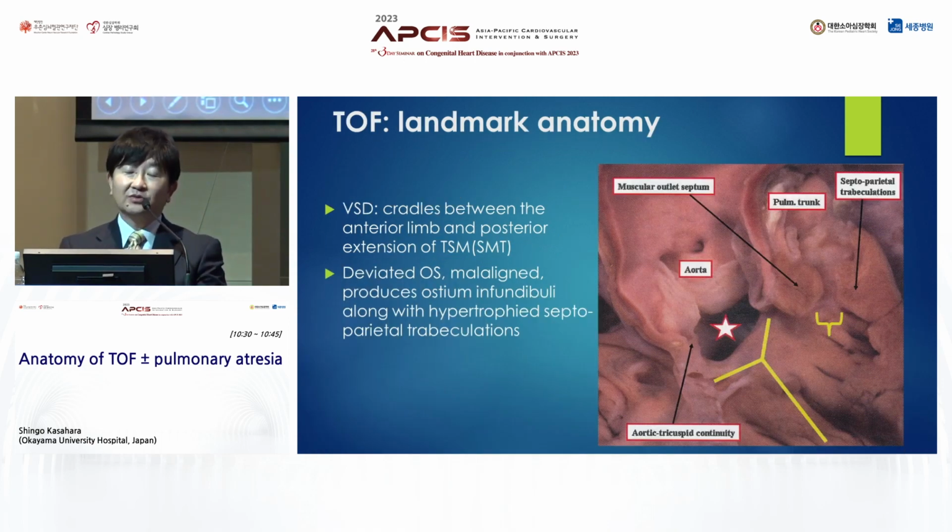So, landmark anatomy: the VSD lies between the anterior limb and the posterior extension of the TSM, just there. The divided outlet septum is malaligned. Procedures: ostium infundibuli. The ostium infundibuli is the gate of the right ventricular outflow tract leading to the pulmonary arteries. So the muscular outlet septum shows anterior deviation, towards the RVOT muscles.